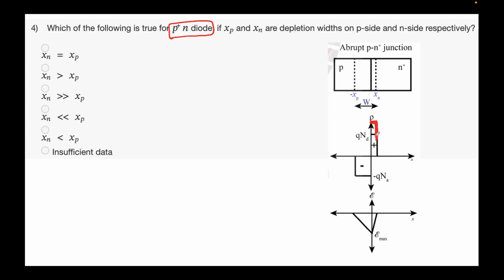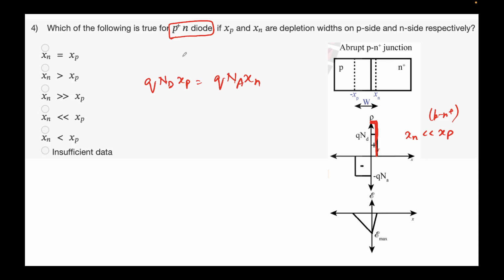Okay, this charge value is very high, and total charge must be constant. This rectangle area must be equal to this rectangle area. If its height is more, its width should be smaller. So I can say that Xn must be less than Xp. It's coming from this expression, Q ND Xp should be equal to Q NA Xn, right? This is true for Pn plus.